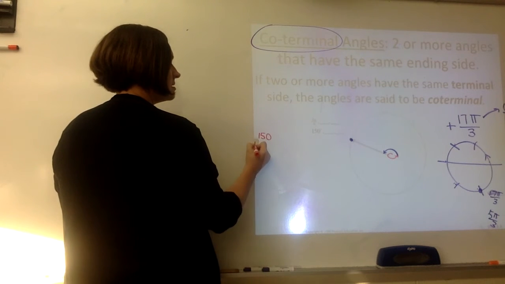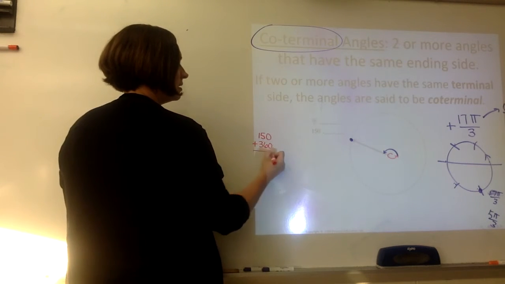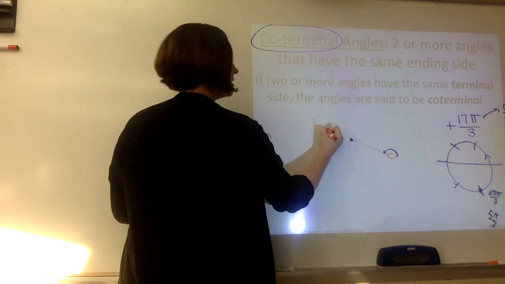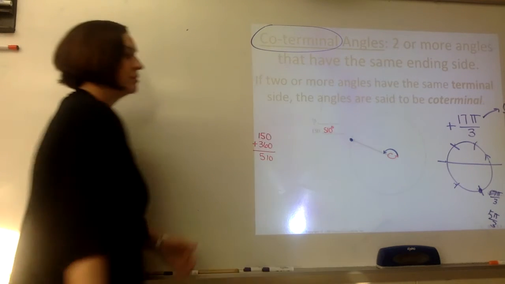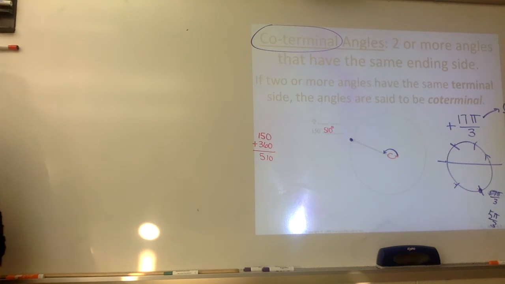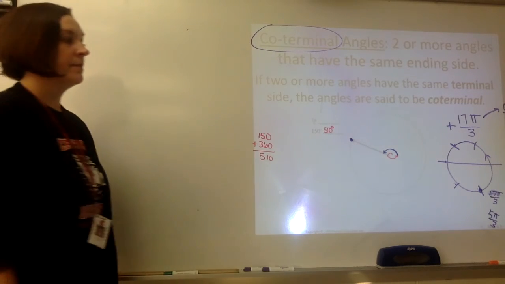150 plus 360 is 510 degrees. 510 degrees is coterminal with 150. That's just random that the 5 and the 1 were opposites. That doesn't normally happen. Okay?